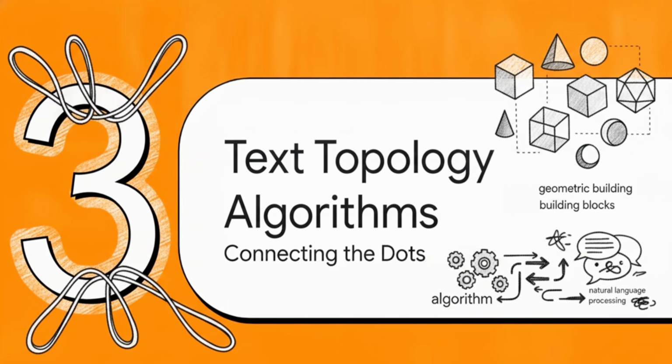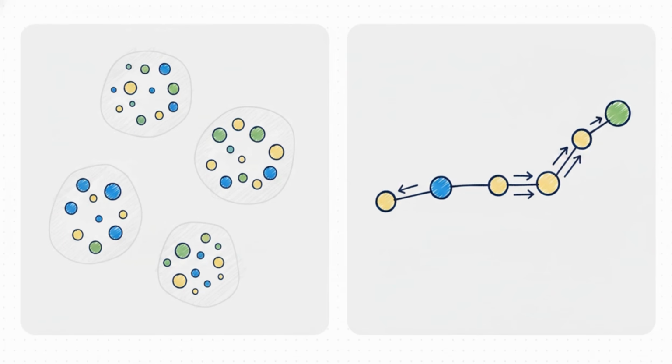Okay, section 3, algorithms for text topology. We've got our mathematical rubber bands, we've got our building blocks, now we just need to connect the dots. The researchers tested out 2 different methods here. The first is SIF, or similarity filtration. This one is pretty simple. It groups text units purely based on how similar their vocabularies are, totally ignoring the order they actually appear in the document.